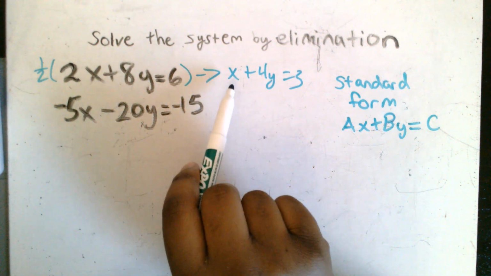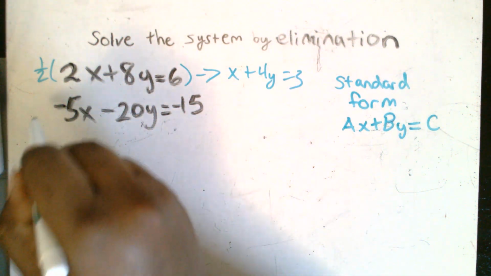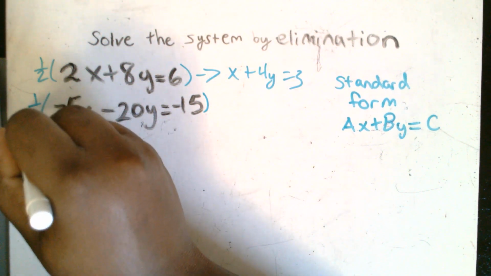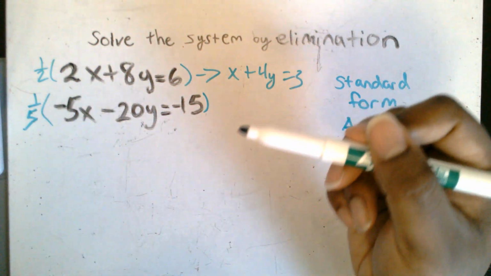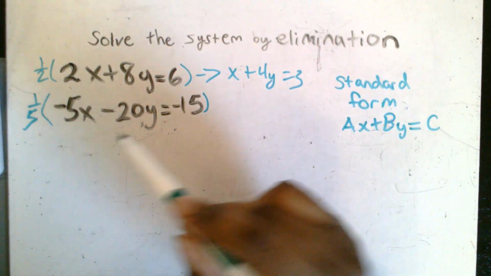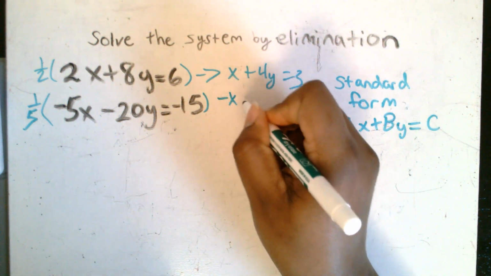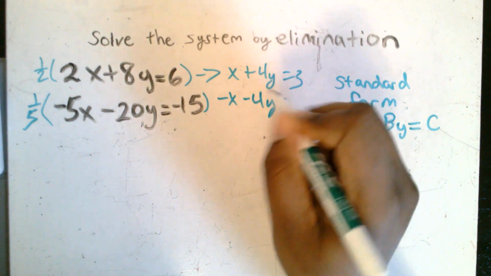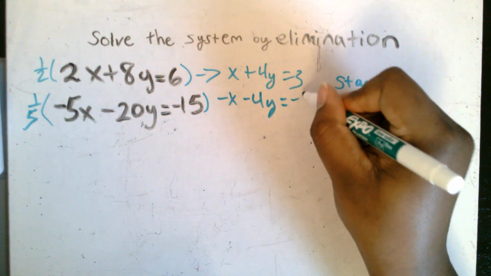Now with the second one, we want to keep the same signs because believe it or not, these are all negatives and this is positive. So with this one, we're going to divide everything by 5, which is also multiplying by 1/5. So negative 5 divided by 5, that'll give me a negative x, and then negative 4y. Then we have negative 3.